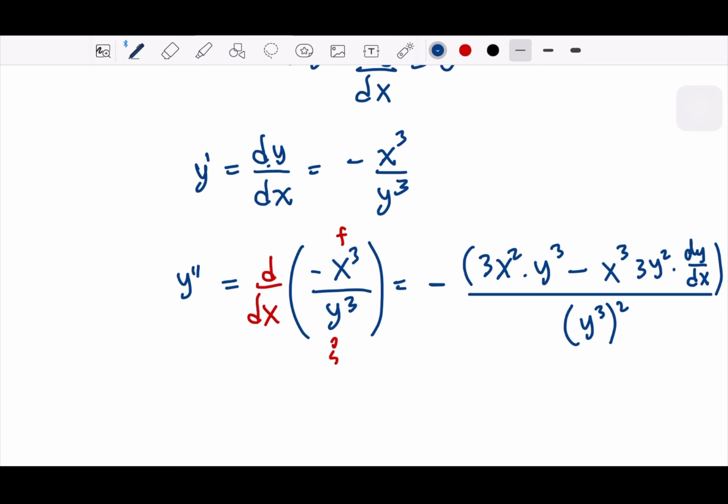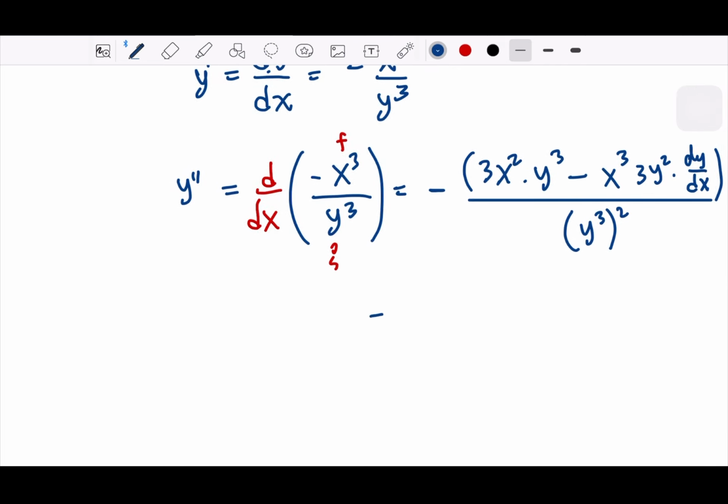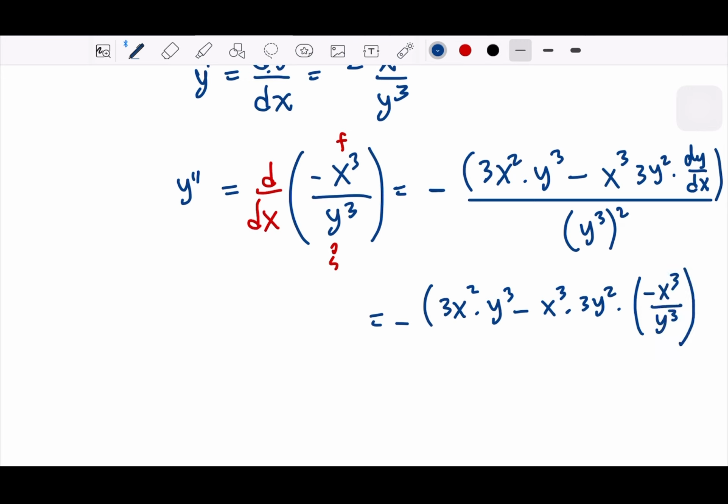So you will see that we have another dy over dx, which means we are going to substitute here. Okay, we substitute dy over dx because we have the form here. Okay, that's the idea. Then we can finish off by taking this negative 3x squared y cubed, this is y to the power of 6.